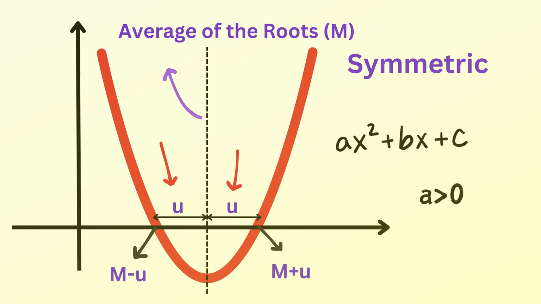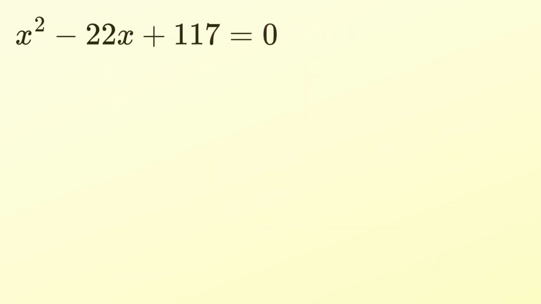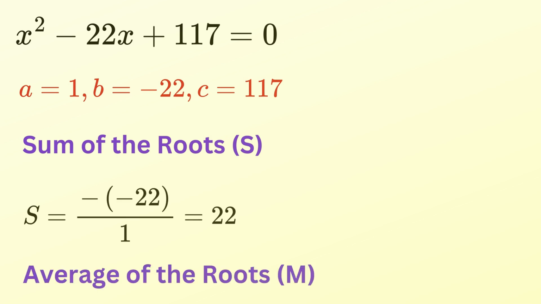And getting the average of the roots is easy, right? We know the sum of the roots is always minus b over a. So, the average will be minus b over 2a. Now, let us use this example. Here, a equals 1, b equals minus 22, and c equals 117. The sum of the roots will therefore equal minus of minus 22 over 1, or 22, and thus the average of the roots will be 11.